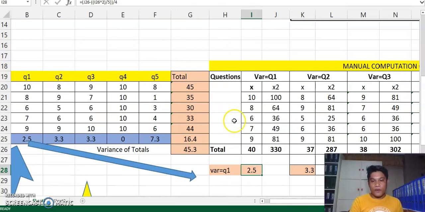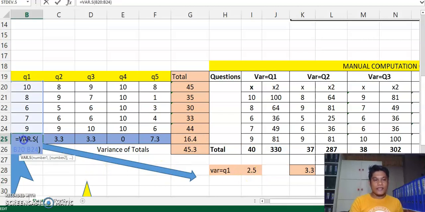Okay. So if you look at it, the manual computation is 2.5, which is the same as the shortcut. So this is now the shortcut. Using Excel, you just type the command equals var.s because you are using variance of the sample. But if you are using variance of the population, that is var.p. Then open parentheses, highlight the data, for example here from 10 to 9, then enter. And the variance is 2.5. That is the shortcut using Excel.